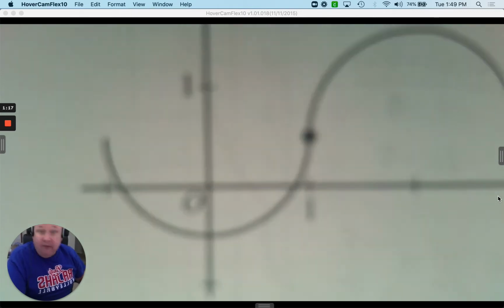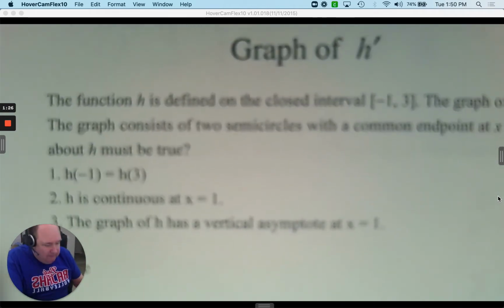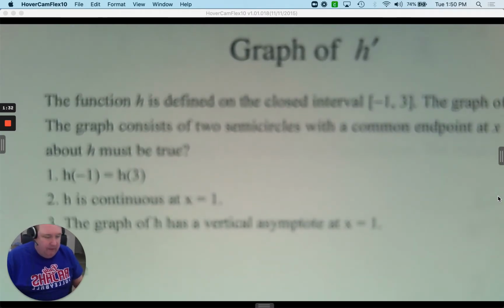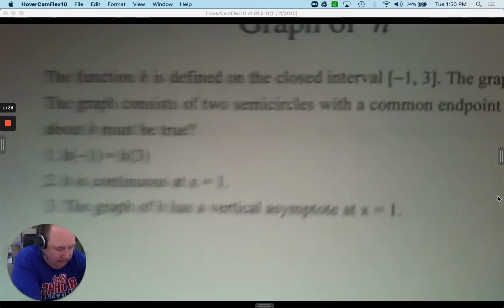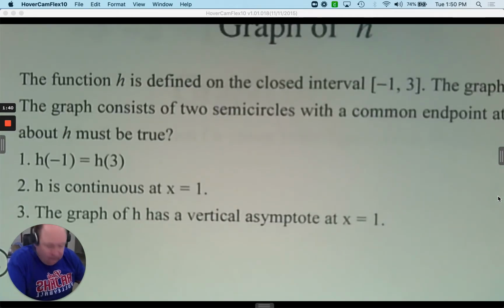In number 2, you're given the graph of the derivative of that. So there's the graph of the derivative, and then you're given 3 things. It says, what must be true looking off the derivative graph? h at negative 1 equals h at 3. There is nothing to do with the actual function that must be true that I see. That h is continuous, the function is continuous at 1.